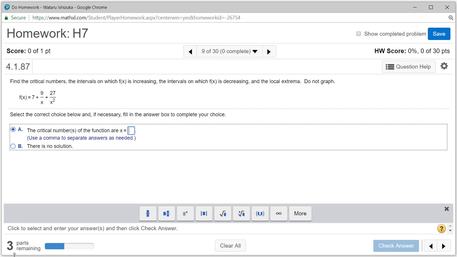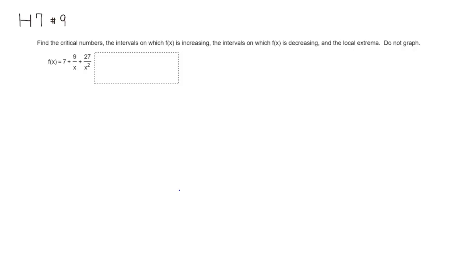All right, let's look at homework 7, problem number 9. We want to find the critical numbers of the following function. First thing I would do is rewrite this function: 7 is 7, I'm going to write 9 over x as 9x to the negative 1, plus 27 over x squared as 27x to the negative 2.